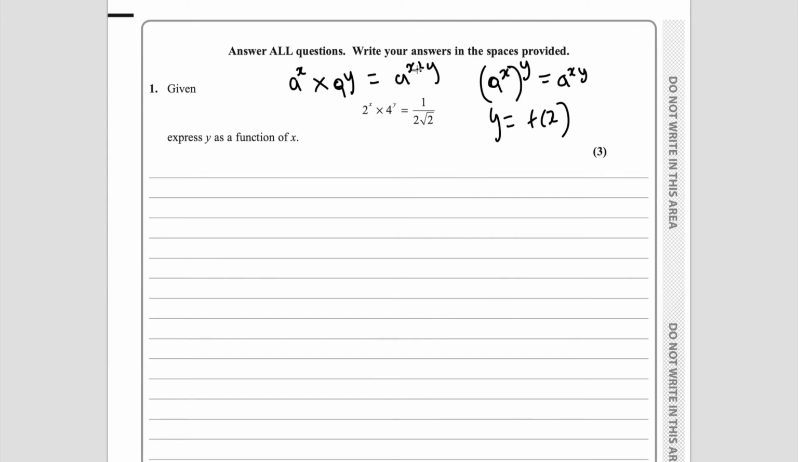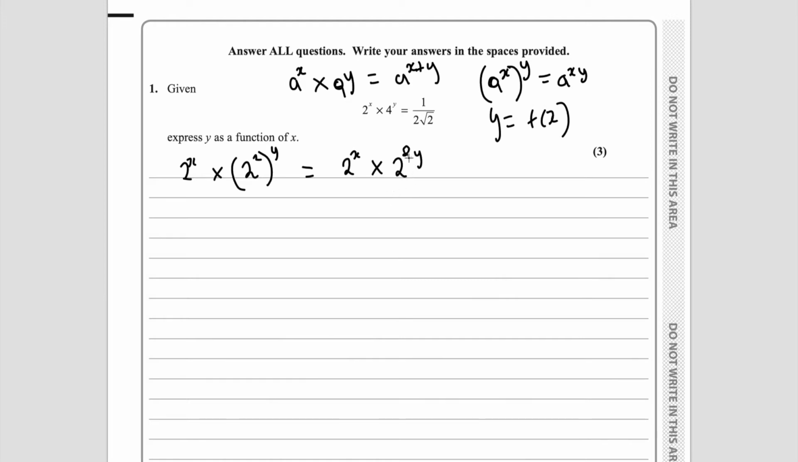Now, looking at this expression here, we can clearly see that 4 is a power of 2. So we have 2 to the power of x multiplied by 4, which is 2 squared, to the power of y. Instantly, you should be able to notice that this brings in this index law here. So this is identical to 2 to the x multiplied by 2 to the power of 2y.